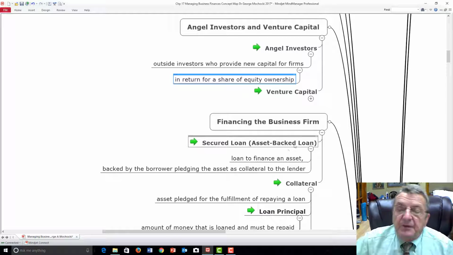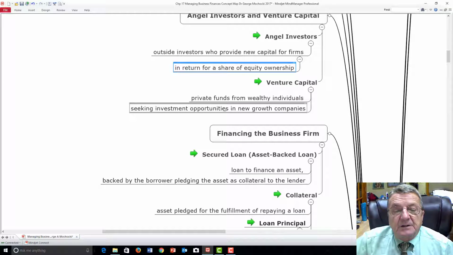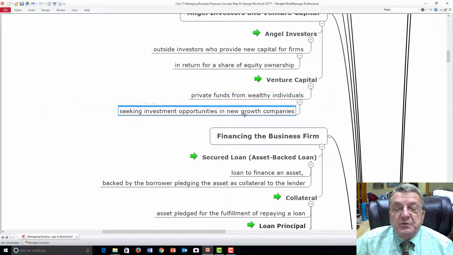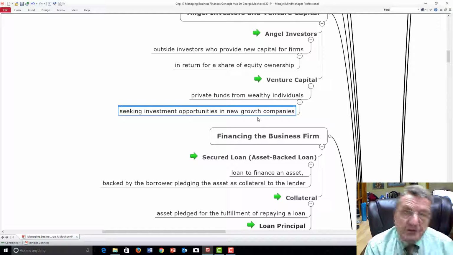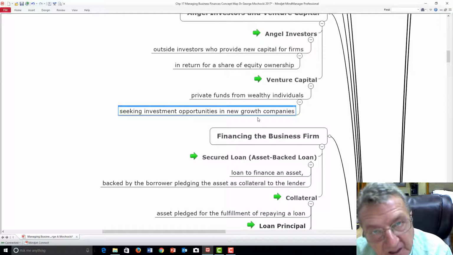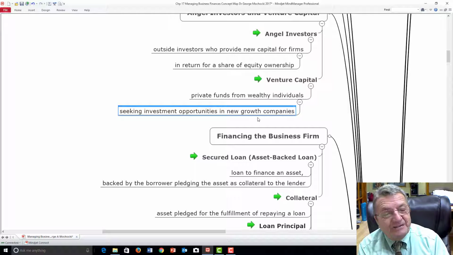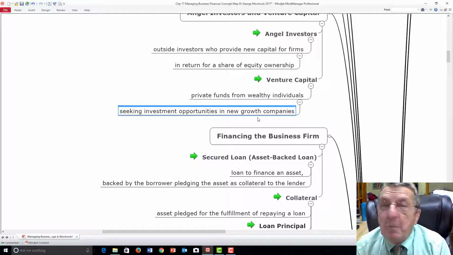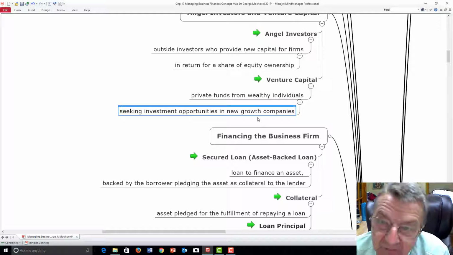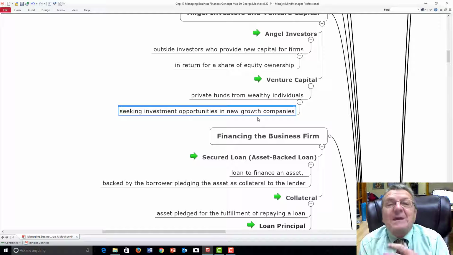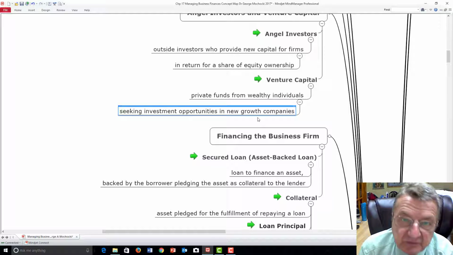Okay, venture capitalists. Now, they're the same. They are private funds from wealthy individuals seeking investment opportunities for growth companies. Again, they're part of your management. They have a say in your management. So when they come in there and they say, sometimes it's good, it helps us go. But if the person has an undesirable background, be careful. It may be money laundering. You may end up in more of a legal ramification with either the government or something else.